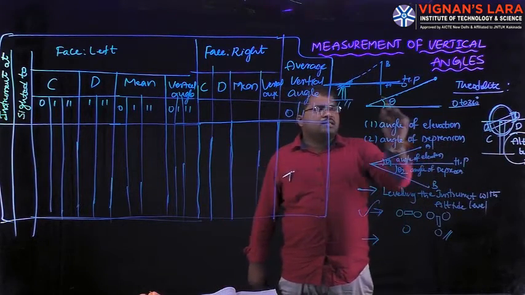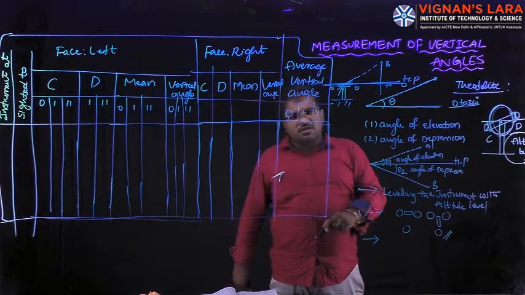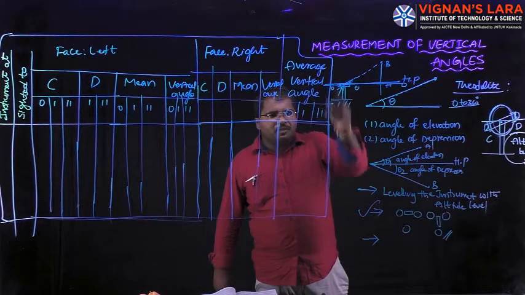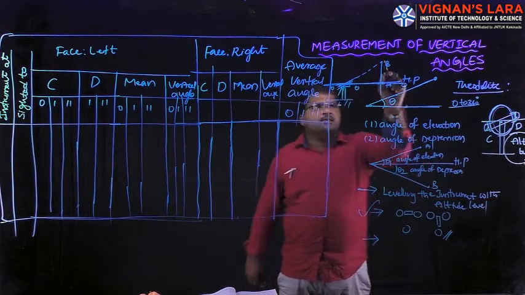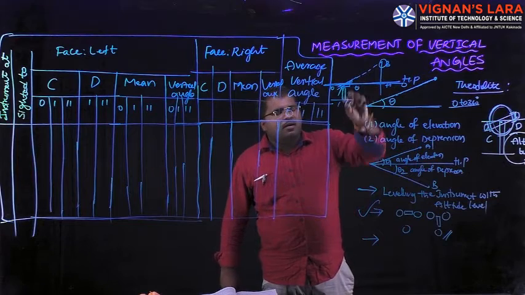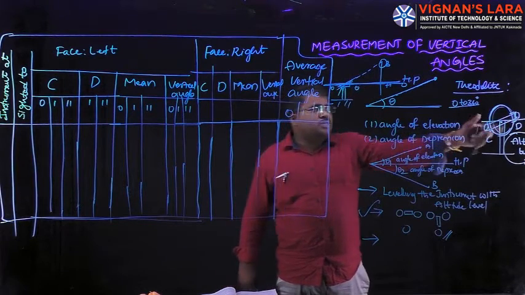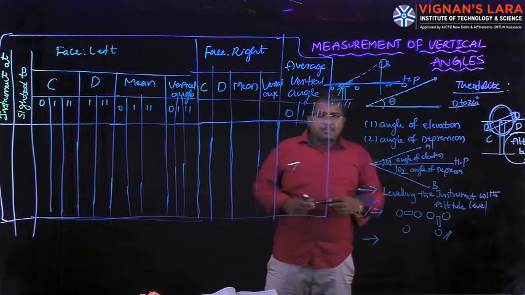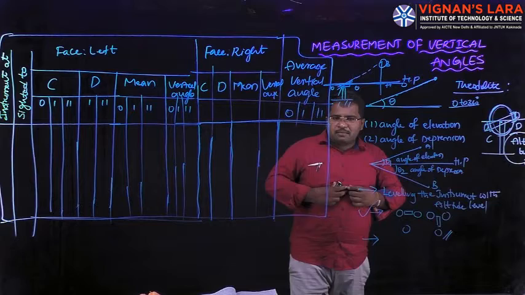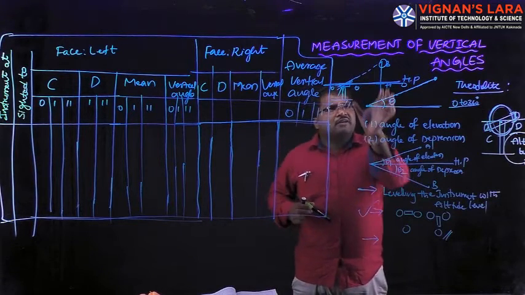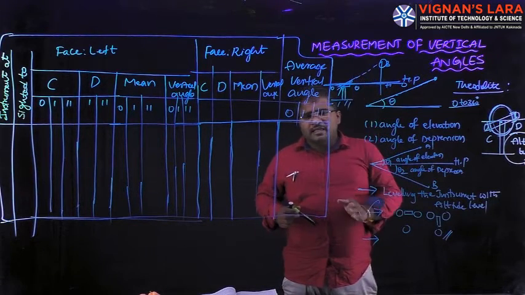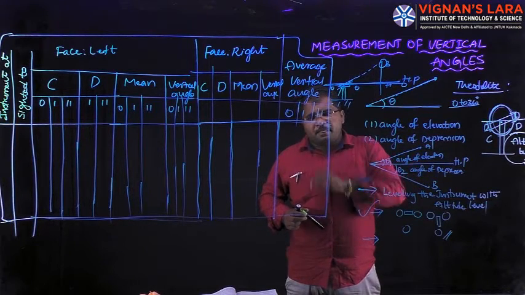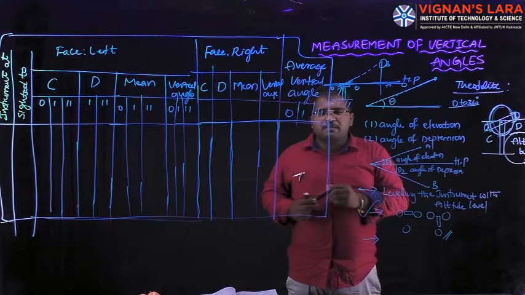Once it is kept at 0, you sight it towards the point B. You need to tilt your telescope towards B. To move this telescope, we have the screw there. The vertical circle clamp screw will be there. By rotating that, we are going to tilt the telescope towards B. If you need very small movement of the telescope, you are going to use the tangent screw.